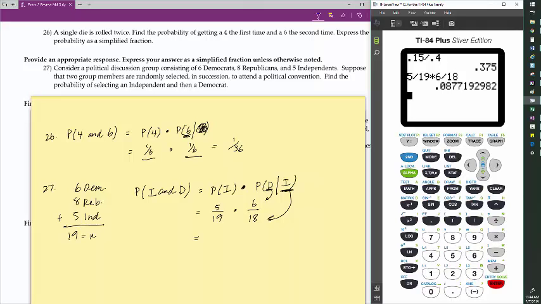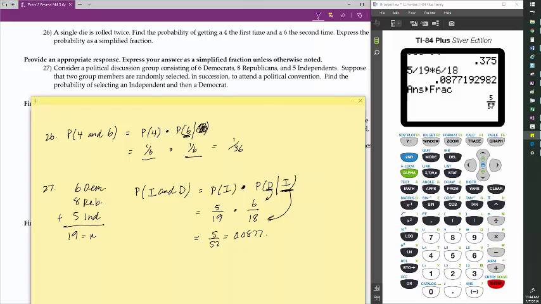That is 0.0877, or as a fraction, 5 out of 57. I prefer to round to 4 decimal places there.